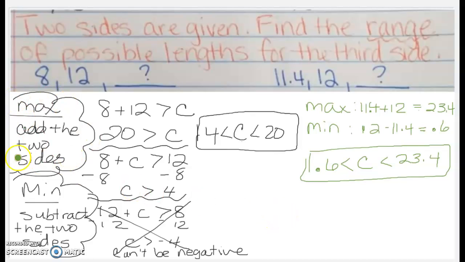Okay, so to get the maximum, you add the two sides. To get the minimum, you subtract the two sides. We're writing a compound inequality. The minimum is less than the variable is less than the maximum. Okay, because this piece represented the minimum, this piece represented the maximum. 0.6 represented the minimum, 23.4 represented the maximum.